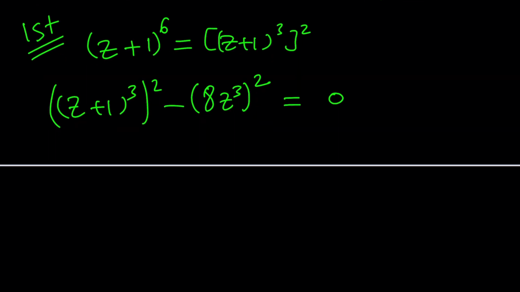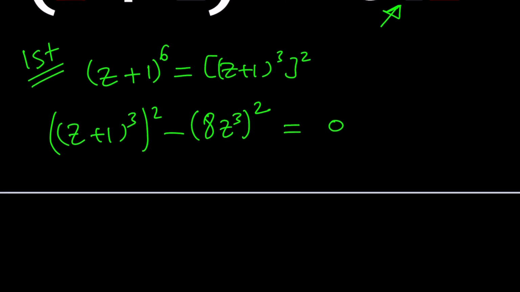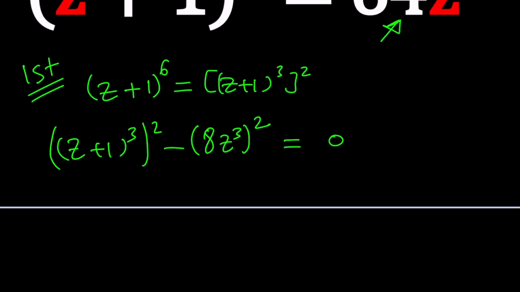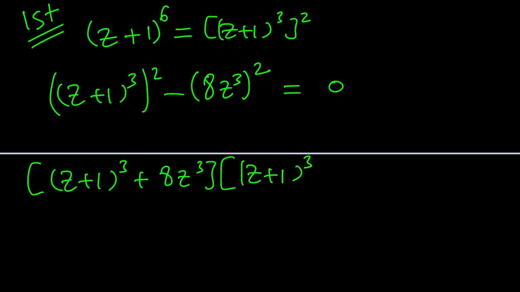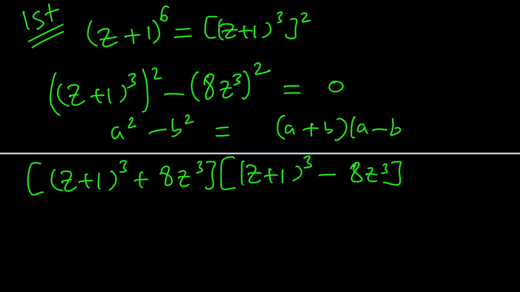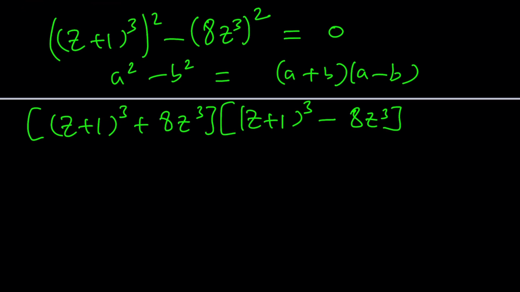I put that on the left hand side, so now we have a 0, and obviously we want to solve it as an equation, so we need a 0 on one side. Now this is a difference of two squares, so why don't we write it as (z + 1)^3 + 8z^3, that will be one of the factors, and the other factor would be (z + 1)^3 - 8z^3. And remember, a^2 - b^2 can be factored as (a + b)(a - b). That's what we did here. Now, we get a sum of two cubes and the difference of two cubes. Do you remember the formulas?